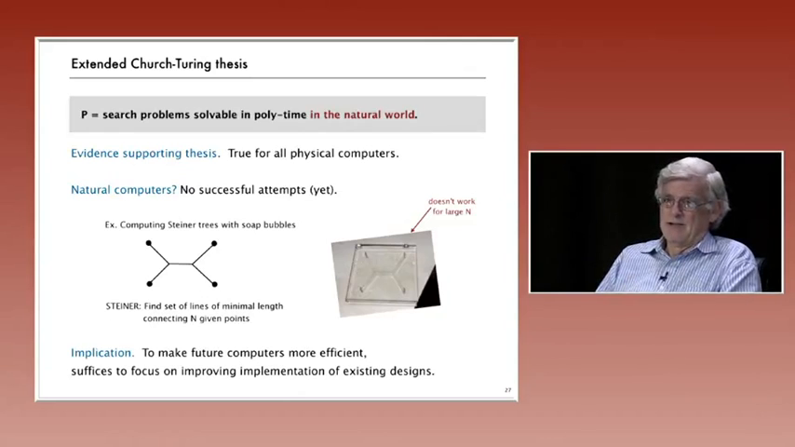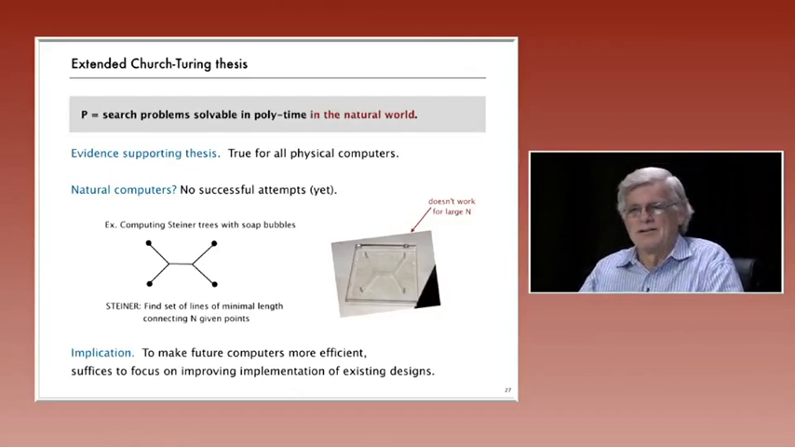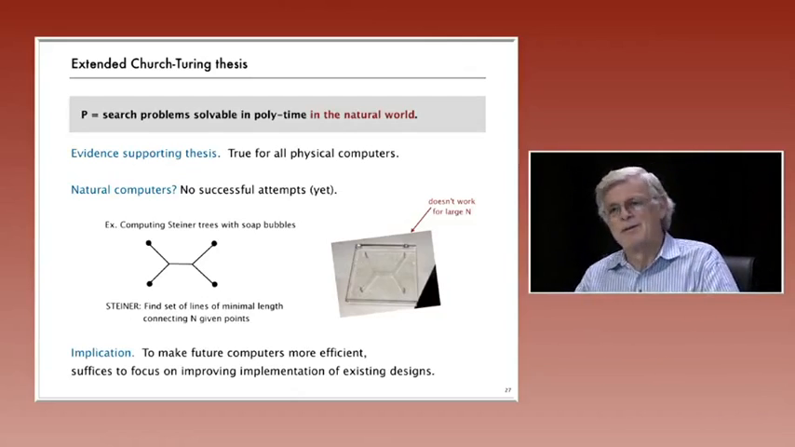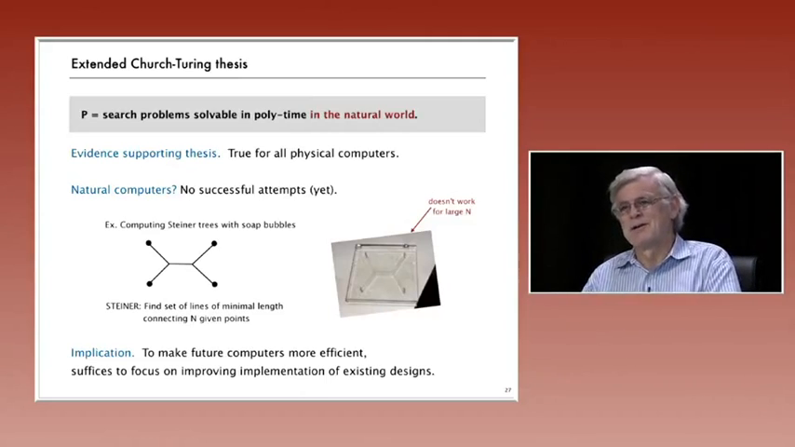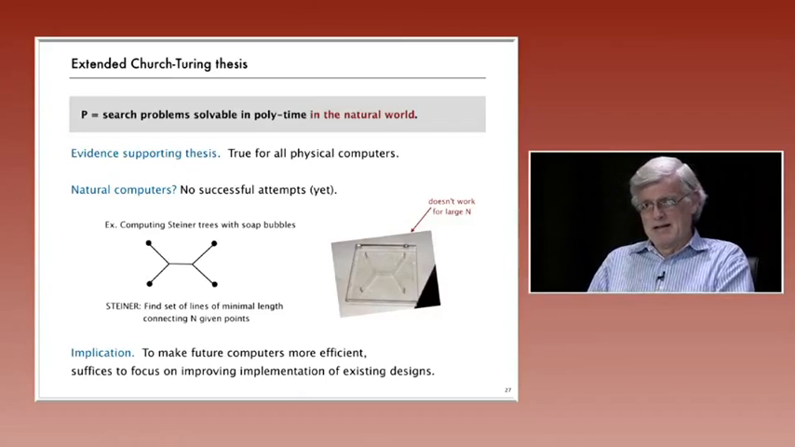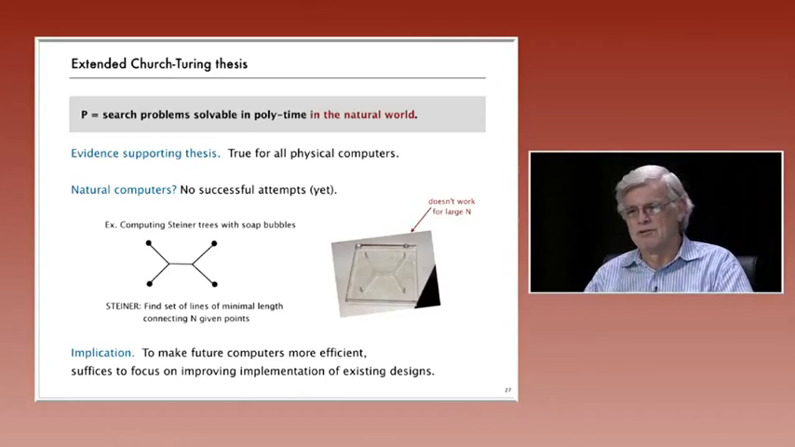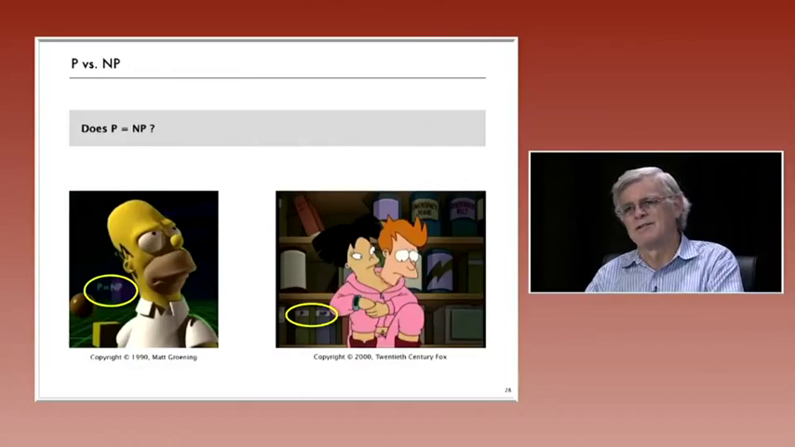But the extended Church-Turing thesis hasn't been with us for as long as the Church-Turing thesis, and maybe it's not quite as strong, but it's held for quite a long time. And people are assuming that there's not going to be a design that's going to make the difference between polynomial time in this natural world. If we're going to make future computers more efficient, we're just going to improve our existing designs. That's the extended Church-Turing thesis.